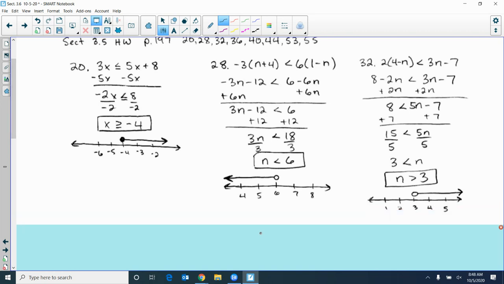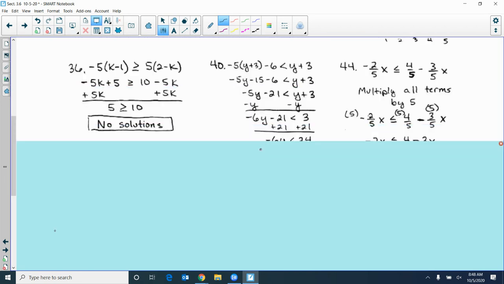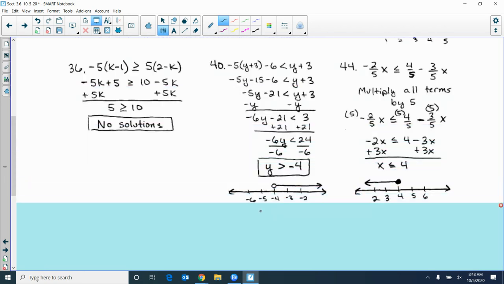All right, what is the next one? 36, anybody got an answer for 36? What do you got, Zach? He says no answer. Let's see if he's right. No solution. That's a false statement. I get 5 is greater than or equal to 10, this is a case just like the bell work. No solutions. 5 is not bigger than 10. Then y is greater than or equal to -4.